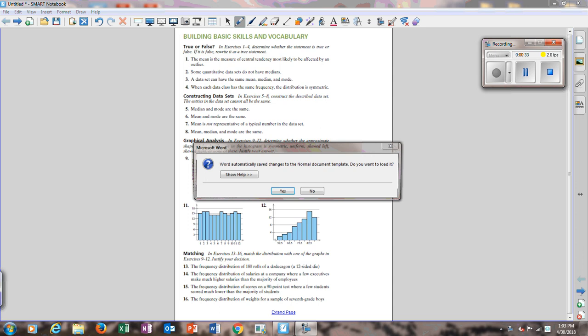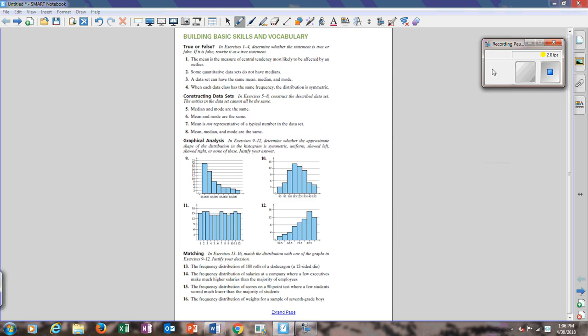No, I don't want to load it. No. All right, I think I got rid of all that stuff that was trying to load.